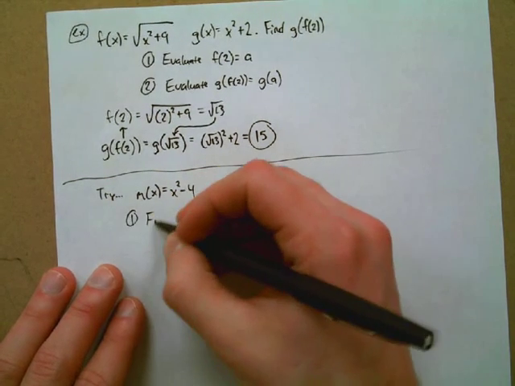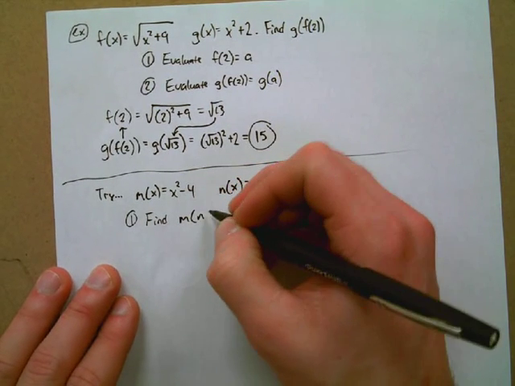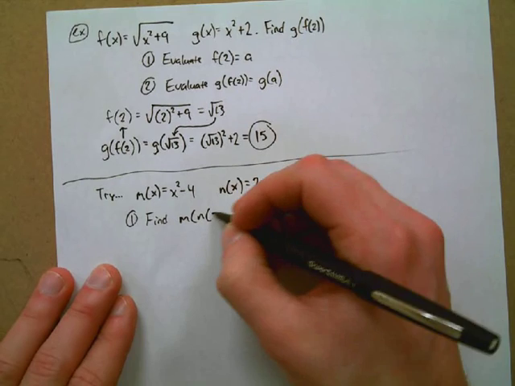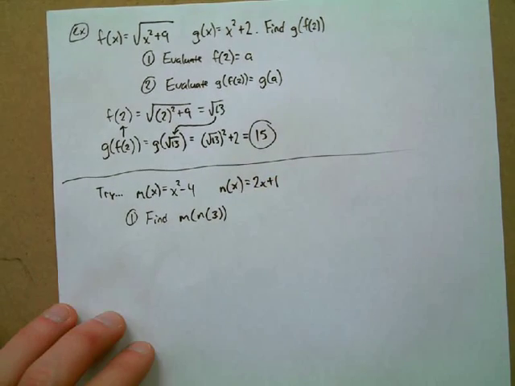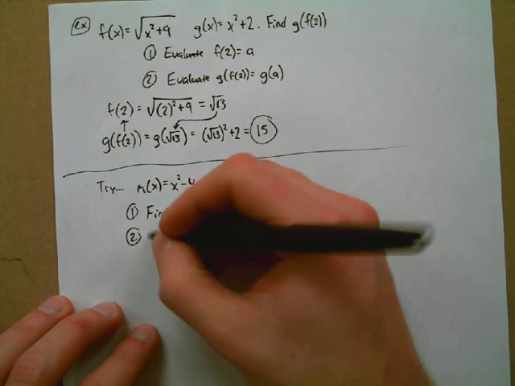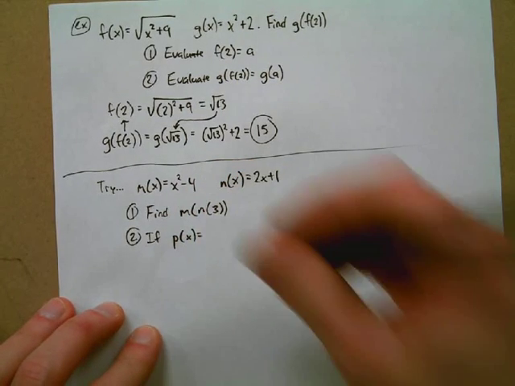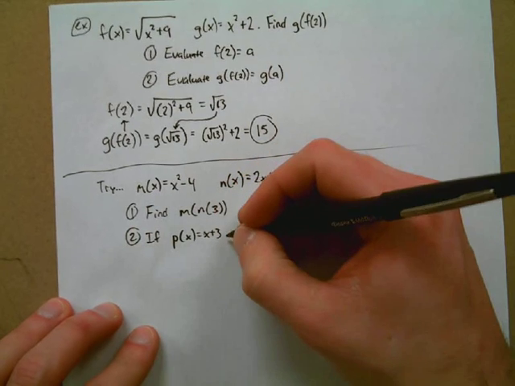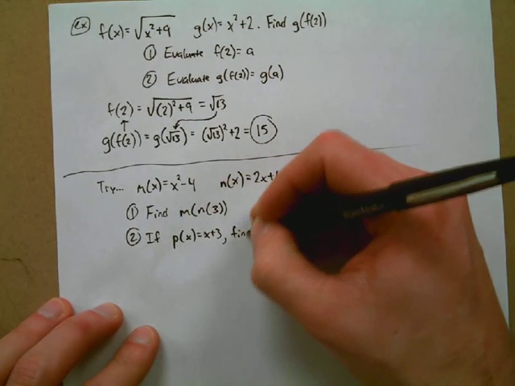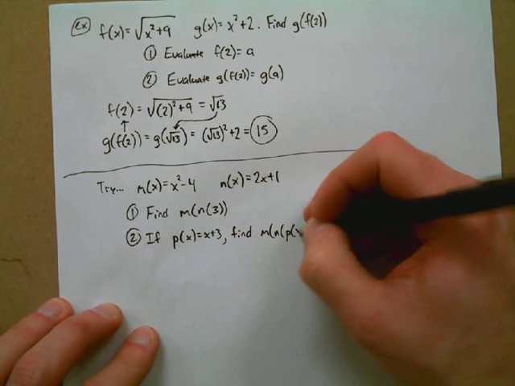And then 2, if p of x equals x plus 3, find m of n of p of x. Okay. There you go. Just give this a try, okay?